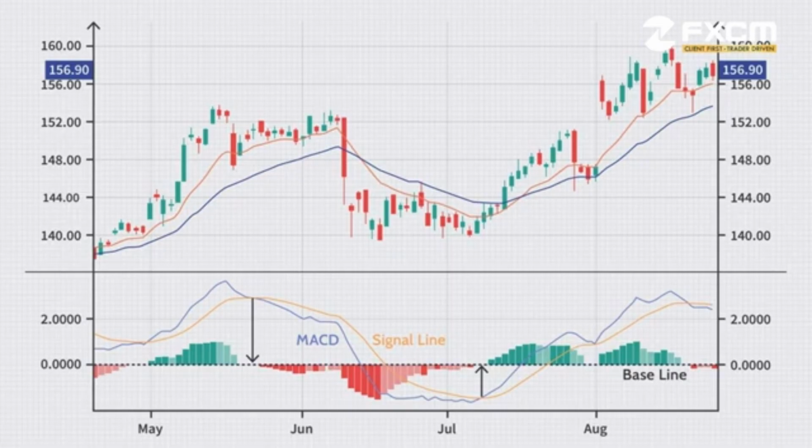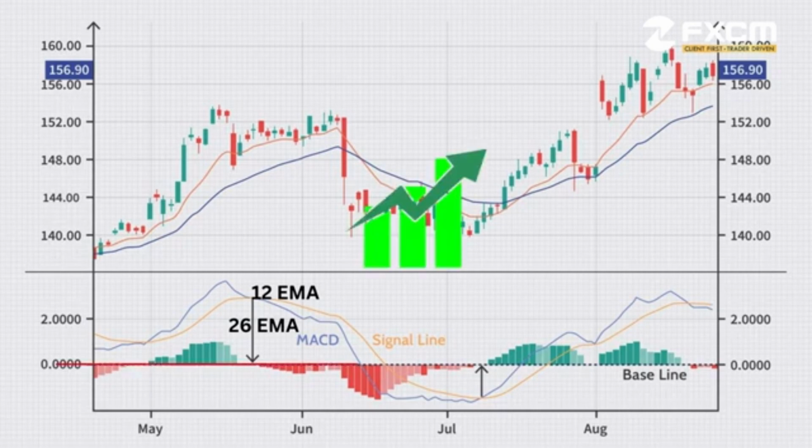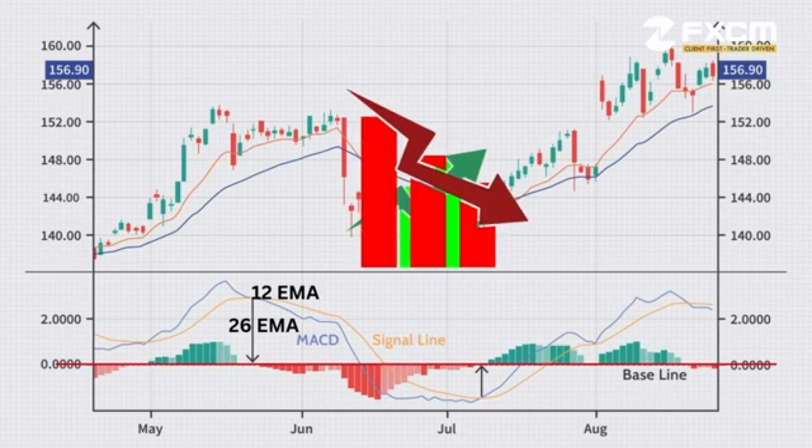MACD is a trend-following indicator that shows the relationship between two moving averages, usually the 12 EMA and 26 EMA. The MACD line crossing above the signal line suggests a bullish trend, while a cross below suggests a bearish trend. It's especially helpful in identifying trend reversals and momentum shifts.